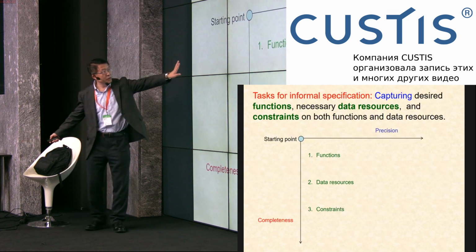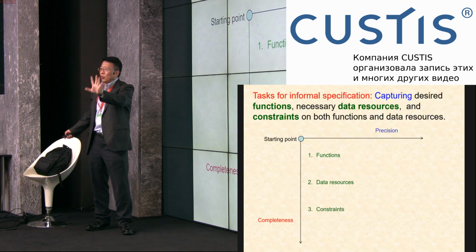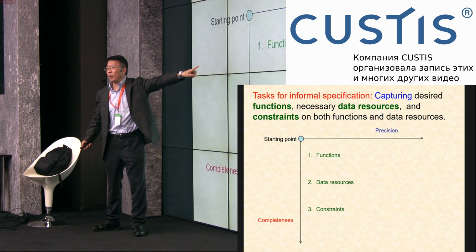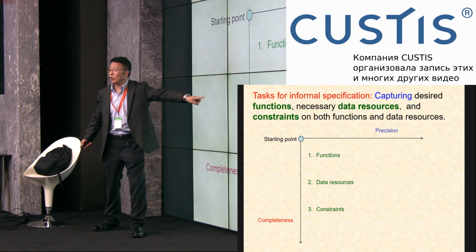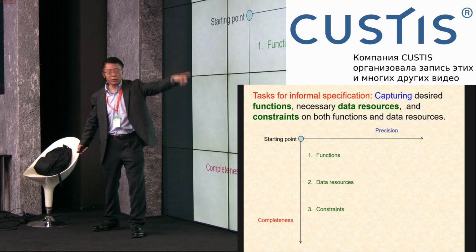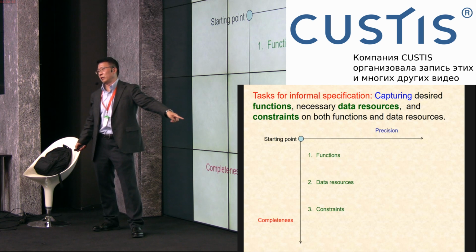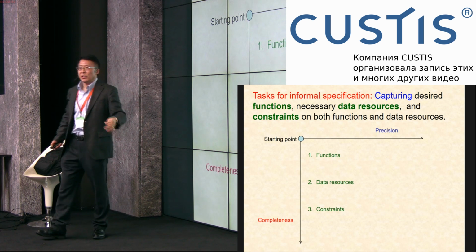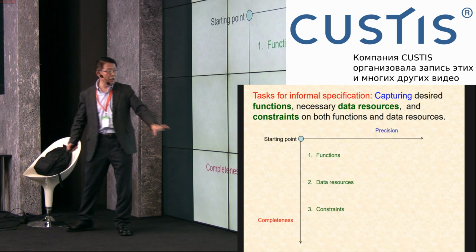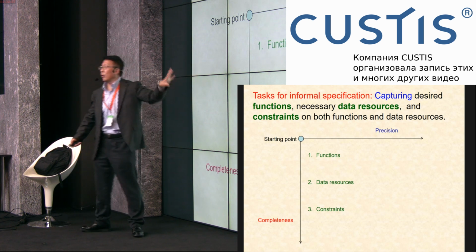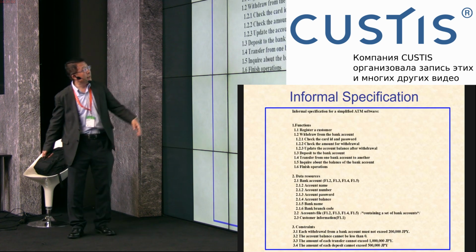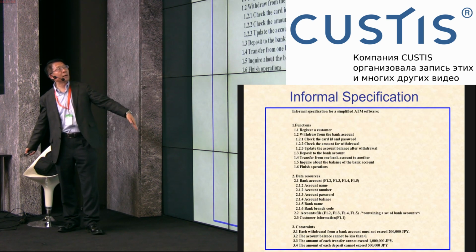So this is in the informal specification. What should we write? Write three things. First, the functions to be implemented. Second, the data resources that will be necessary for implementing those functions. And finally, the constraints: safety, security, business restrictions, policies, and so on. Whatever constraints you want, you can write. But all of them are brief descriptions and informal. And then this is just a simple example.